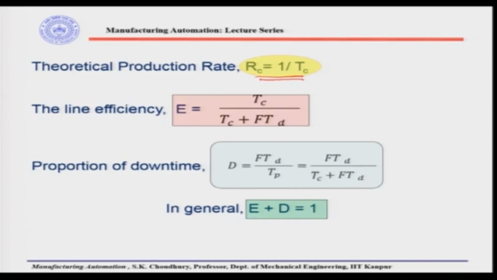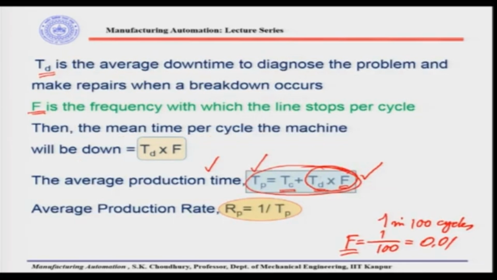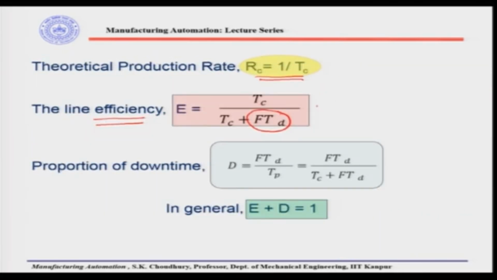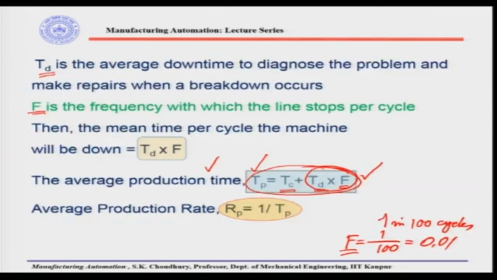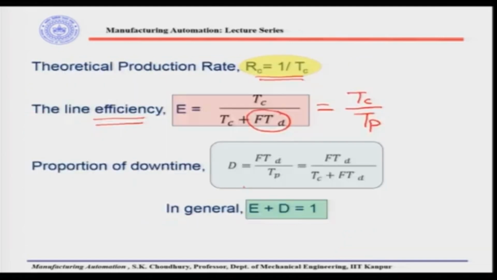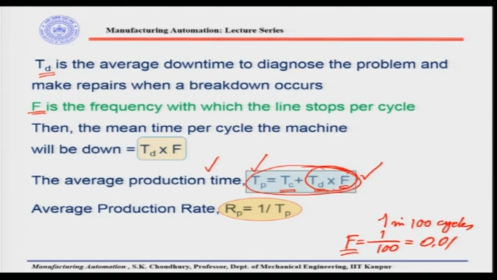So, this is the theoretical production rate, meaning that if nothing happens, this much production rate will be obtained. But since we have that F into Td, the line efficiency we can find out by dividing Tc by Tp, where Tp is equal to Tc plus F into Td. So, this is the ratio of the ideal cycle time and the average production time, equal to Tc divided by Tc plus Ftd, because Tp is equal to Tc plus Ftd, that we have seen here.